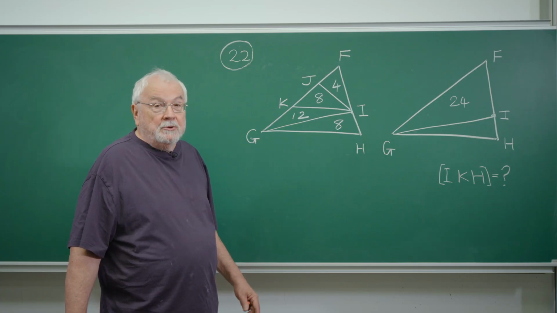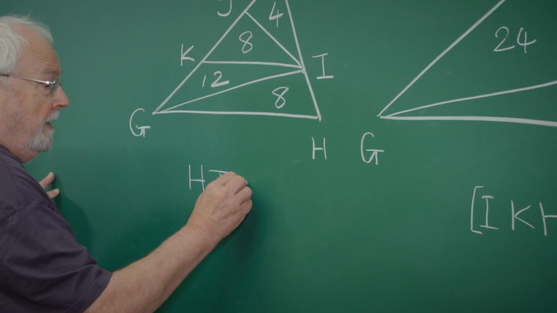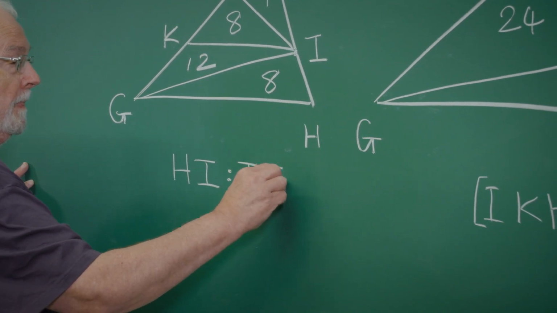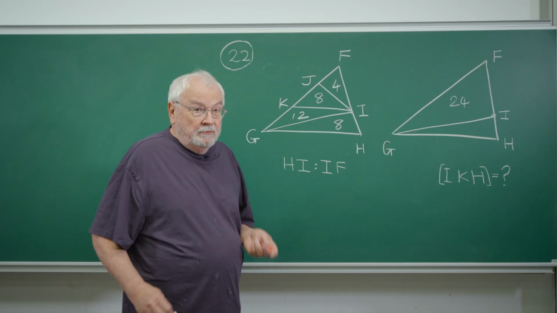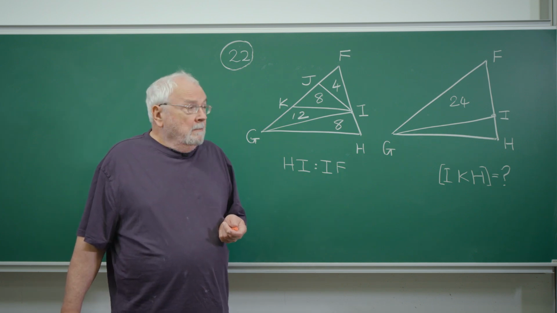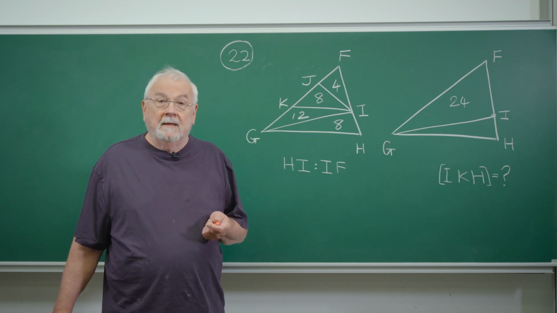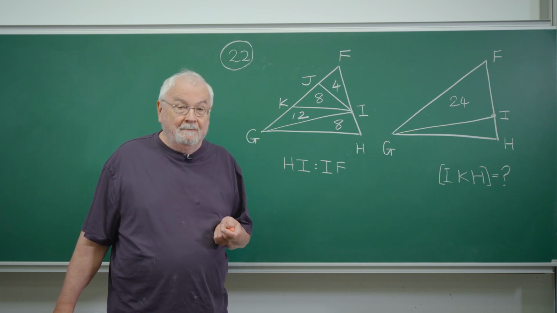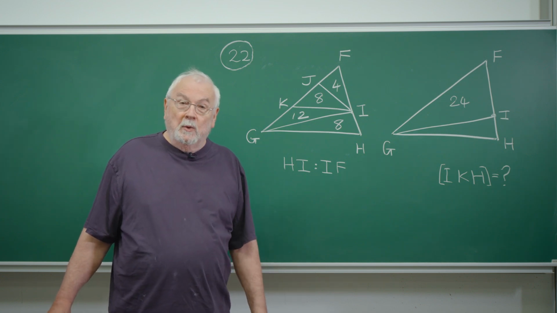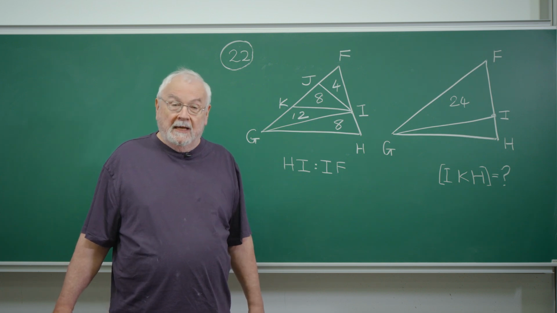In order to understand the area of IKH, I'm going to look at a ratio of lengths. I'm going to be interested in the ratio HI is to IF. That's a ratio of lengths, and we've got data about areas. But fortunately, everybody knows that the area of a triangle is half the base times the height. There is some controversy, however, because nobody's very sure which is the base and which is the height. However, we're at liberty to choose that.